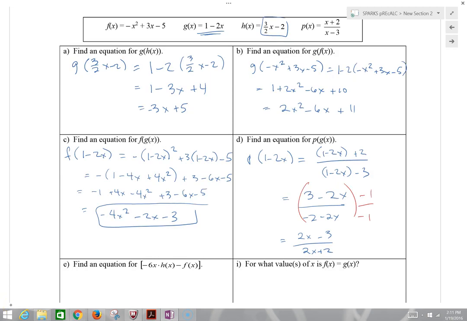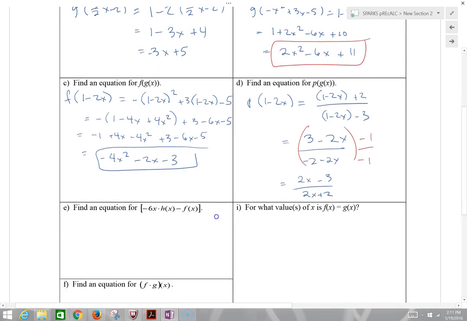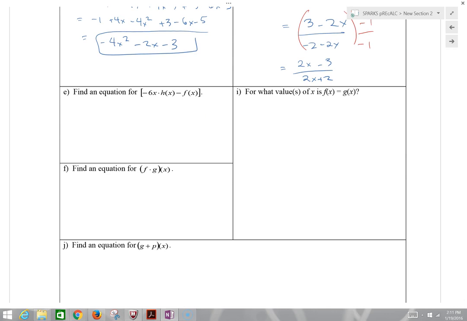And here's what I have for B, C, and D. Looks like that needs a box. Let's take a look at E. Find an equation for negative 6x times h of x minus f of x. So negative 6x times h of x, which is 3/2 x minus 2. And then we're going to subtract f of x, which is negative x squared plus 3x minus 5. If you want to pause it, I'm just going to give you the answer and simplify it. And that's what that looks like, completely simplified.